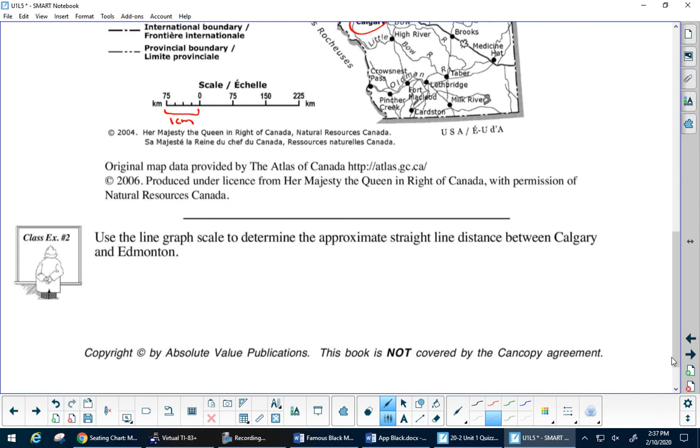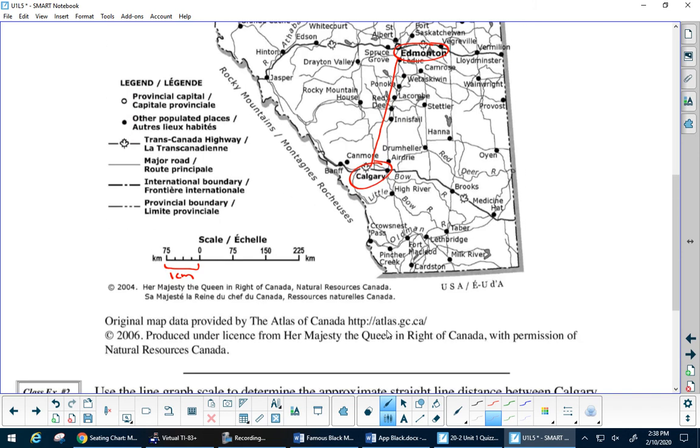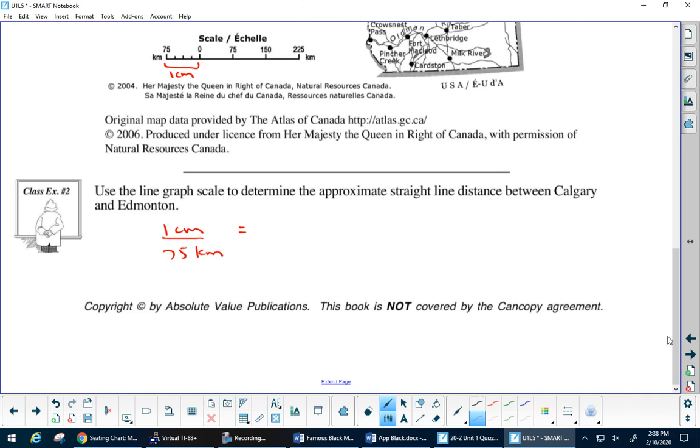So let's use the line scale to determine approximate length from Calgary to. Okay, so we know that 1 centimeter equals 75 kilometers. Do you see how I did? Picture over real life. I did not put 75 kilometers on the top. Now, I measured it, and from here to here, it's actually 3.6 centimeters. I don't know if you can see that. It's 3.6 centimeters. Would I put that on the top or the bottom? Good. 3.6 centimeters and our x.